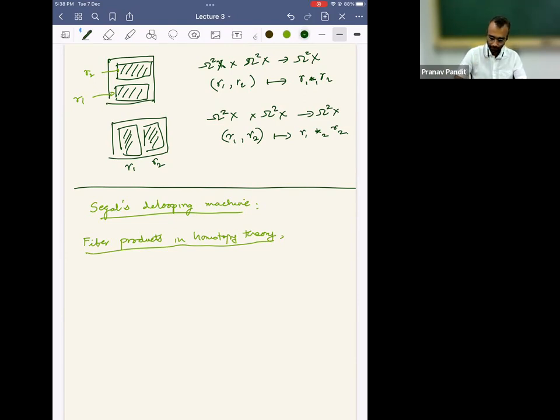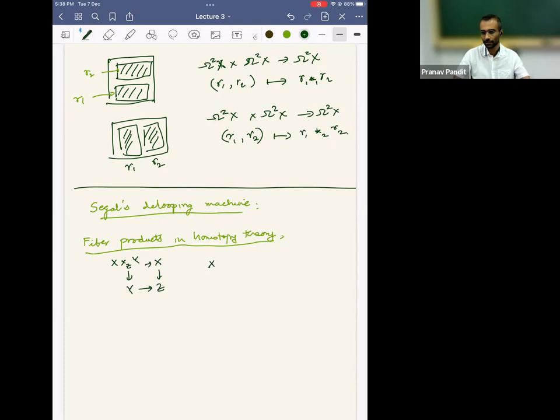So if I wanted to take the fiber product X over Z of Y, then the usual set theoretic fiber product, well, how do you define it, or how do you construct it? It's defined by universal property. I'm not going to go into all that. So this is for those who know what the universal property is.